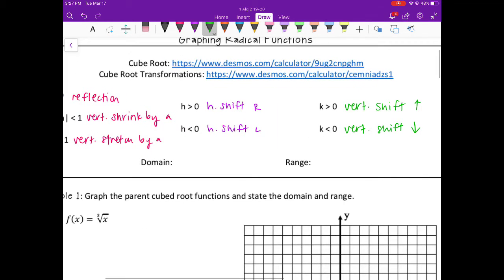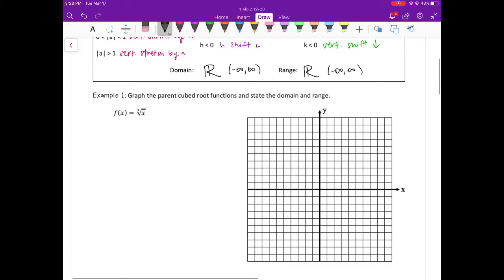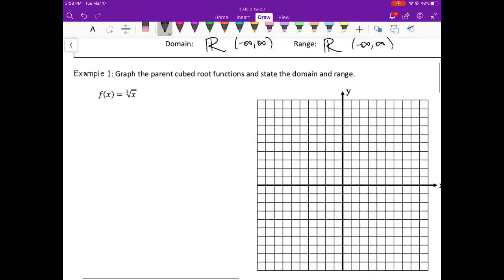Now, this time, our domain and range, as opposed to worrying what h and k are, remember, if your graph goes on forever, left and right, then that means our domain is all real numbers. Our range is all real numbers. And for fun, let's put it in interval notation as well, because that's a good reminder for us. It's going from negative infinity to positive infinity. So our first example, we're just going to graph our parent cubed root function and state the domain and range.